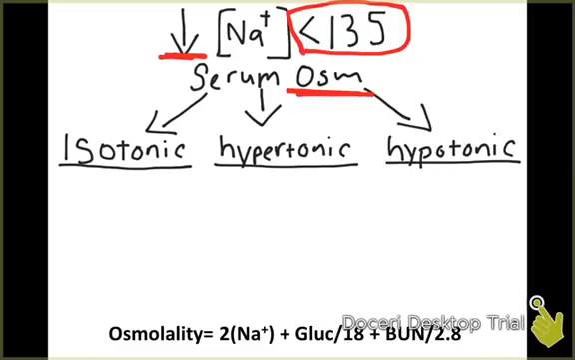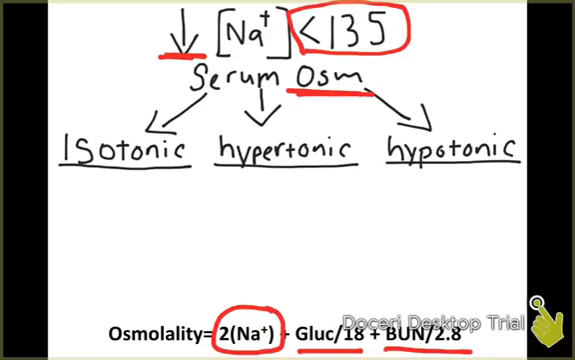I did teach you an equation that you can use while you're waiting for the lab to try and get an estimate of what that serum osmolality will be. And that equation I listed here, so you can actually calculate it by going 2 times the sodium plus the glucose over 18 plus the BUN over 2.8. So while you're waiting for the measured serum osmolality, you can easily get a good estimate of what the osmolality would be in each of these patients, okay?